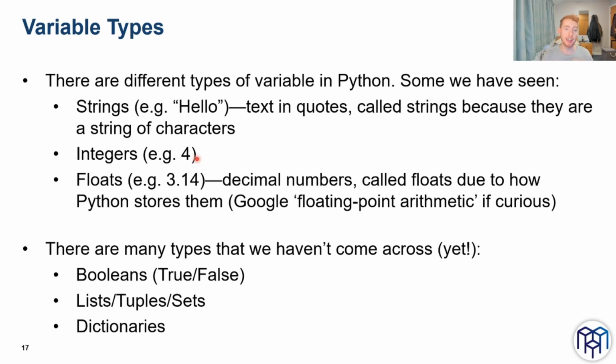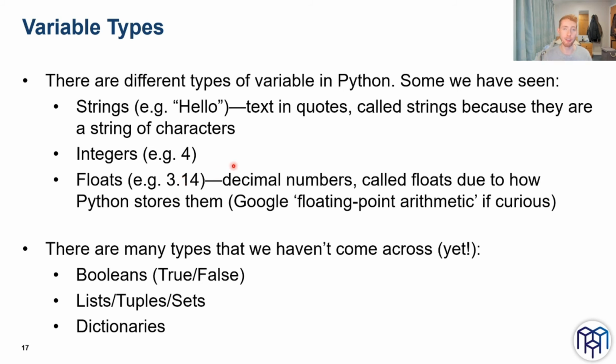We've also seen integers. So these are whole numbers. We just put in a number, for example, 4. We've also very briefly touched on these things called floats. And these are decimal numbers. So anything with a decimal place in it, 3.14, that is a float. And the reason they're called floats is that, again, internally, Python is storing these using a thing called floating point arithmetic. It's a very interesting topic. You can have a look at that if you want to, just have a search for it.